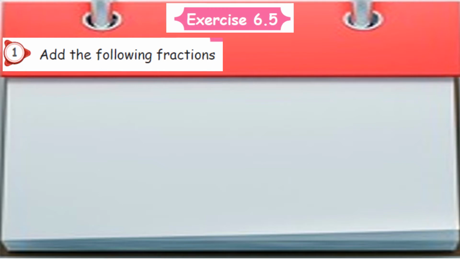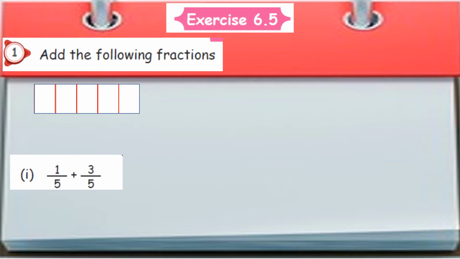So first sum, add the following fractions. Let us select the first sum, 1 by 5 plus 3 by 5. I'll explain this sum with a diagram. I have selected 5 parts of a rectangle. In this, if one part is shaded, then we call it 1 by 5. Now, if 3 parts are shaded, then we write it as 3 by 5.